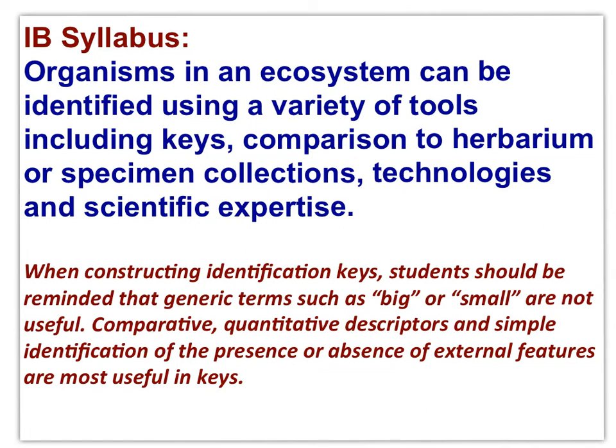Here is the next IB syllabus statement. Organisms in an ecosystem can be identified using a variety of tools, including keys, comparison to herbarium or specimen collections, technologies, and scientific expertise. And remember, when constructing identification keys, students should be reminded that generic terms, such as big or small, are not useful. Comparative quantitative descriptors and simple identification of the presence or absence of external features are most useful in keys.